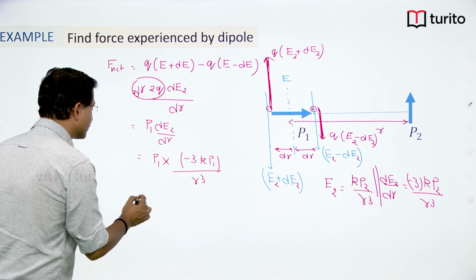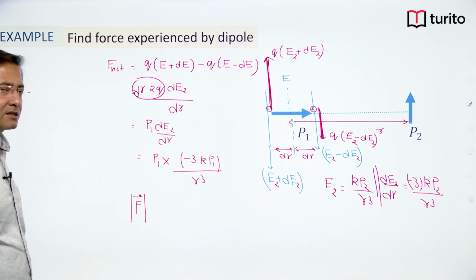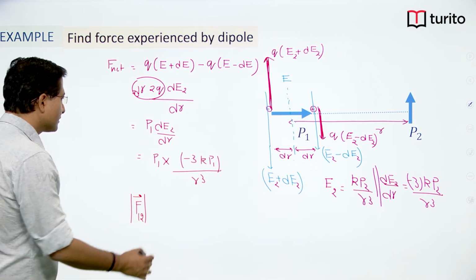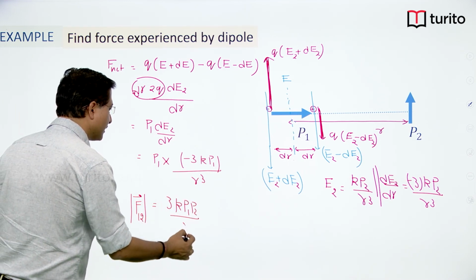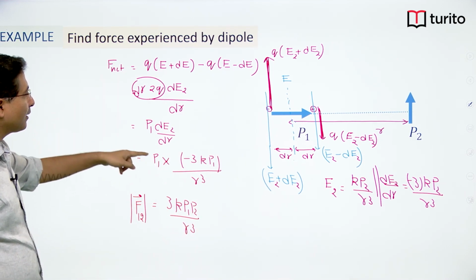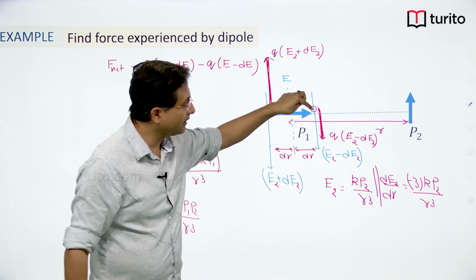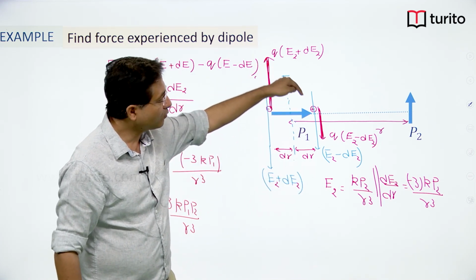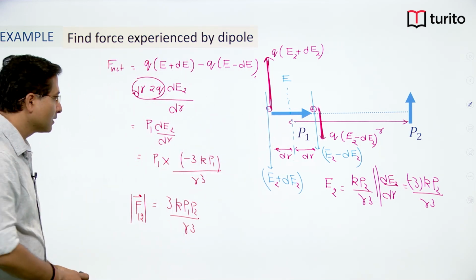So if I ask what is the magnitude of the force experienced by the first dipole due to the presence of the second dipole, that is 3 K P1 P2 divided by R cube. Direction: we are getting a minus sign here, that means opposite to the direction we have taken. Obviously this will produce more field here, so this force will be larger as compared to this force. So whatever direction we have considered, opposite to that we are getting a force of this magnitude.